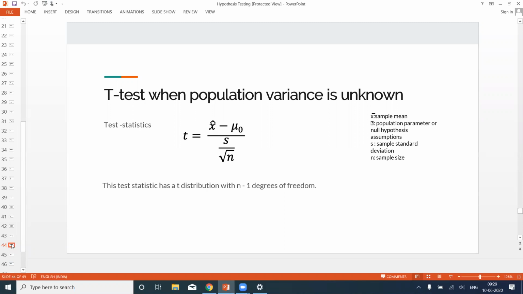The formula goes this way: x bar minus mu naught, where mu naught comes from your hypothesis testing, divided by s by root n. So what is s here? s is the sample standard deviation. That's the only difference between Z test and T test.